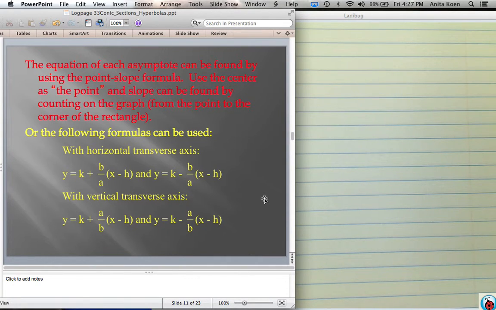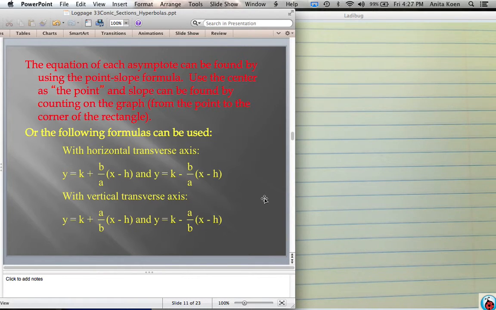The equation of each asymptote can be found by using point-slope form. Use the center as the point, and the slope can be found by counting on the graph from the point to the corner of the rectangle. When we go over the graph in the example, I'll be sure to show you this. You can also use the following formulas if you would like to.